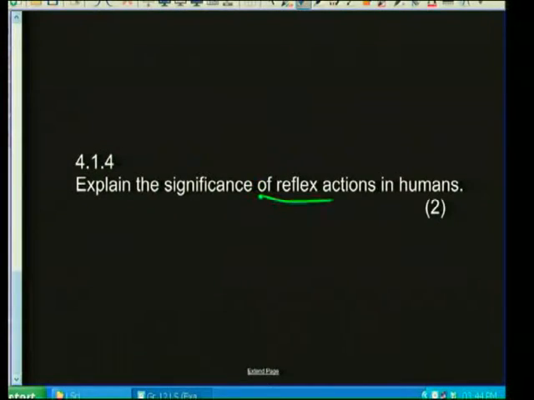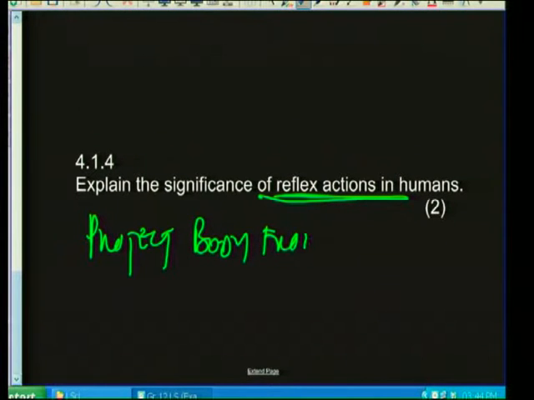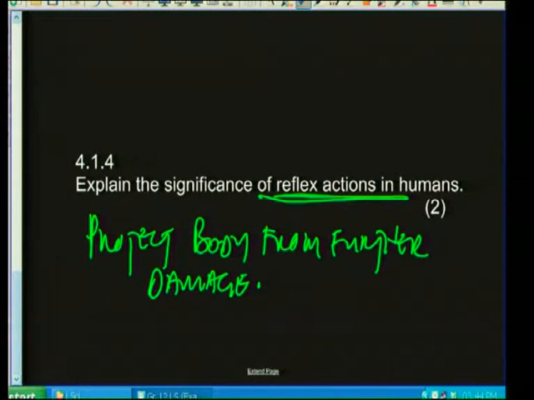Explain the reflex actions in humans. Obviously, they protect the body from further damage. Obviously, you're going to get burnt. All right, if you put your hand in a fire, you're going to get burnt. But if you leave it there and the reflex action did not kick in, then your hand will get burnt more and your whole body will burn. So this way, the reflex action takes it away. You had a little burning, but you have prevented further damage.